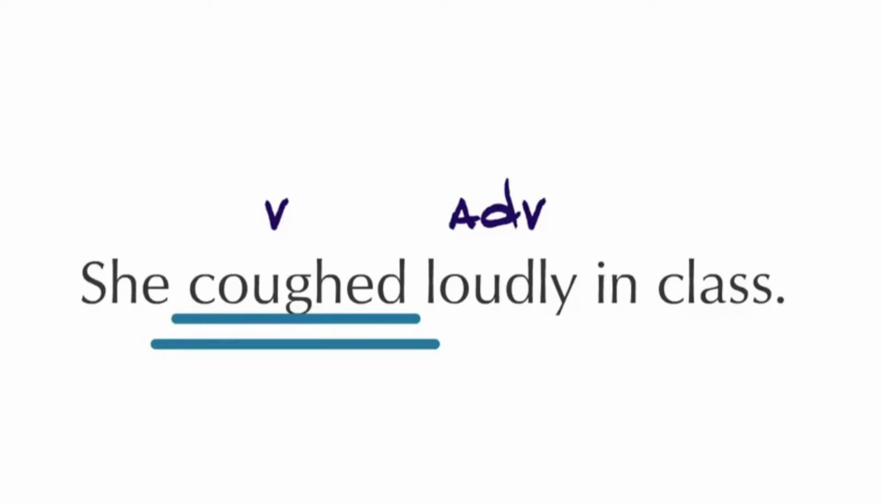If you have trouble finding the verb, remember a proper sentence must have a verb, but not necessarily an adverb. Therefore, for this sentence, you could remove the word loudly, and the sentence would still make sense. She coughed in class. However, you could not remove the word coughed and still have the sentence make sense. She loudly in class. Therefore, you know that coughed is the verb. If that seems confusing, just remember that when all else fails, adverbs almost always end in ly.